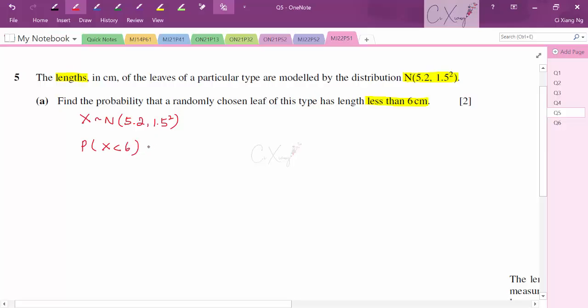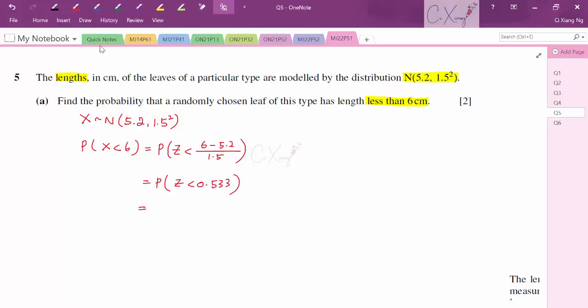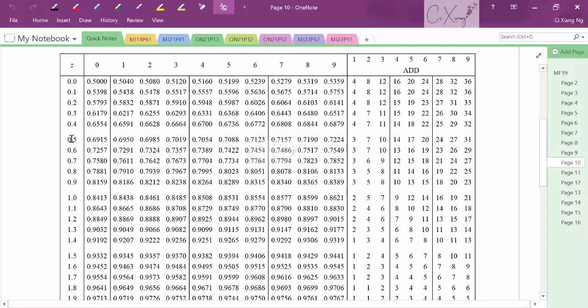So to find the probability for this normal distribution, definitely you need to change it to z. First you have to standardize it. So 6 minus the mean divided by the standard deviation. From here I have the value of z, which is 0.533, and we are going to get the probability when z is 0.533. So 0.5 is here, 0.53 is here, therefore our answer will be this, and then you need to add another digit at the back, so 533.